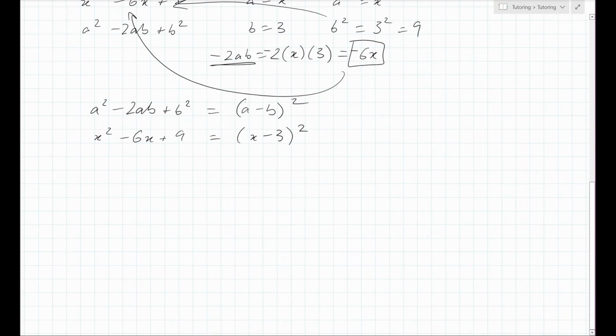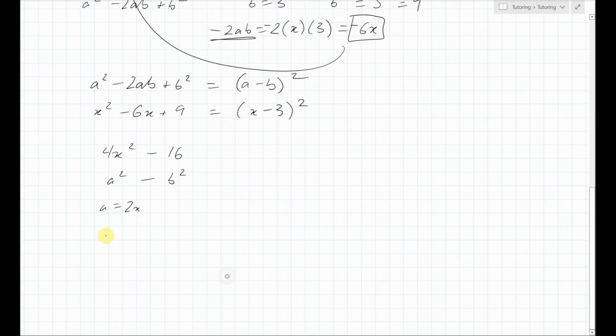Let's say we have 4x squared minus 16. So this one, we can think of this as a squared minus b squared, and a is 2x, and a squared is (2x) squared. Now we can distribute the squared to the 2 and the squared to the x, so this one becomes 2 squared, which is 4, and then x squared is just x squared. So that's our a squared. Our b is 4, because our b squared is 16. Now we have a minus here and a minus here.